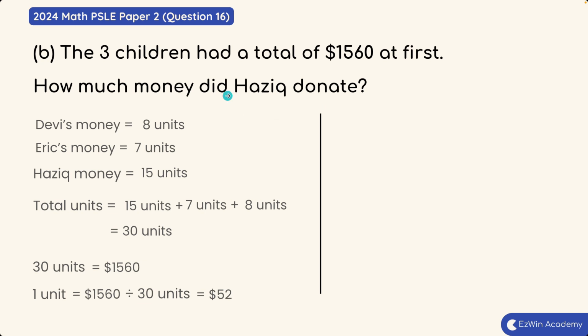Now, we are not calculating 1 unit. We need to find how much money Hazik donated. In the previous working, Hazik donated 6 units. So we just multiply 6 times $52, and this gives us $312. And that's it for 2024 Math PSLE Paper 2 Question 16.